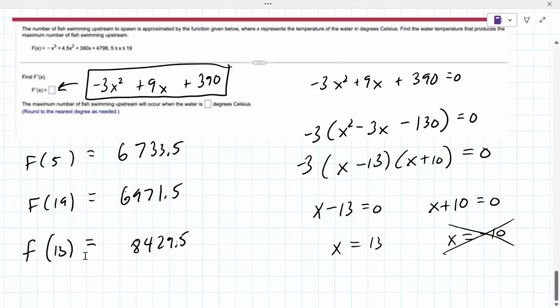So it would appear that this is the answer. And it is, but don't make the assumption that it's probably always at the critical point. You really are supposed to check them all. Now this one just wants the X value. X represents temperature, 1 degree Celsius. So it is 13 degrees Celsius. And I have no idea if that's true. Maybe it is.